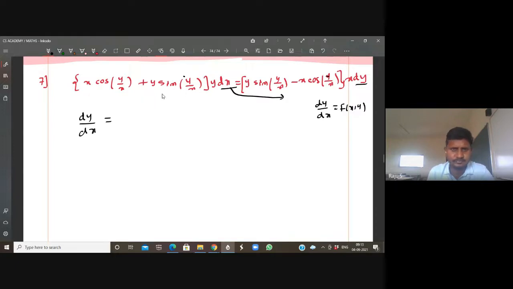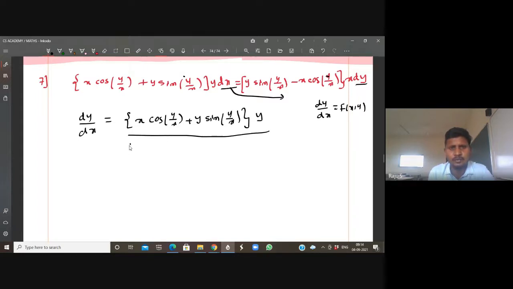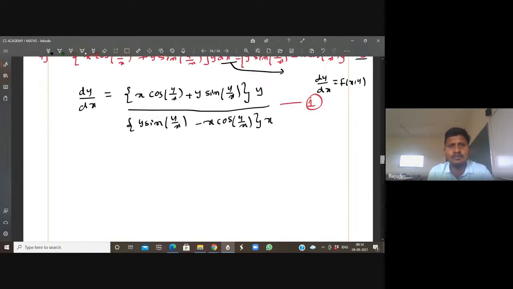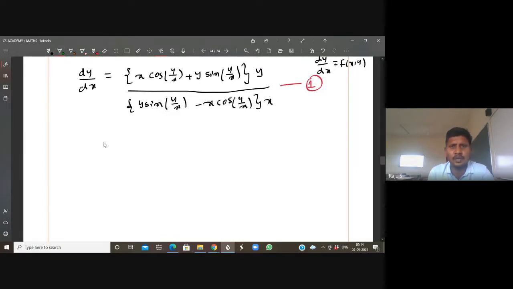Okay, then the left side already it is x cos(y/x) + y sin(y/x) into y, all divided by the right side y sin(y/x) − x cos(y/x) into x. Now this is equation 1. So what shall we do here? Same as before, students, we have to check, let us take this as f(x, y).